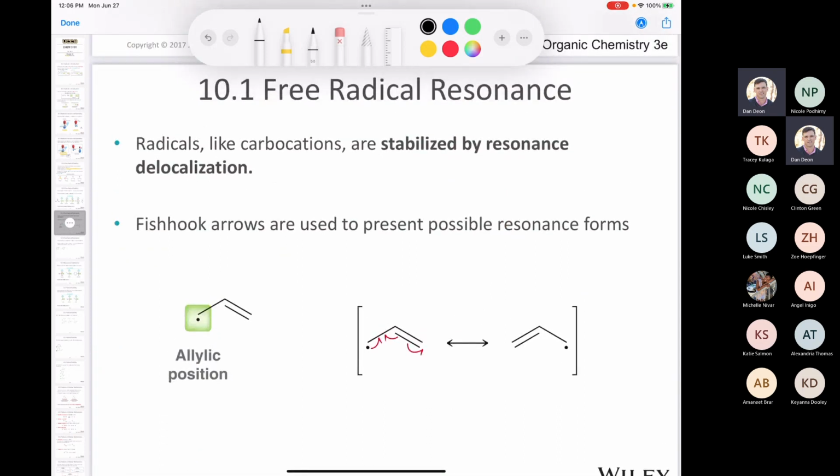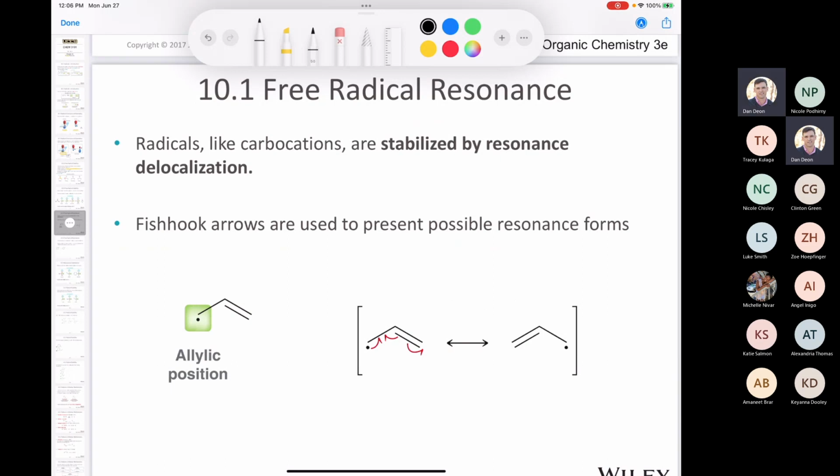If you go all the way back to chapter 2, we spent a couple of classes just going over resonance structures. And just like a carbocation is stabilized by resonance, radicals are also stabilized by resonance delocalization. Fishhook arrows can be used to represent all the possible resonance forms. So let's take a look here.